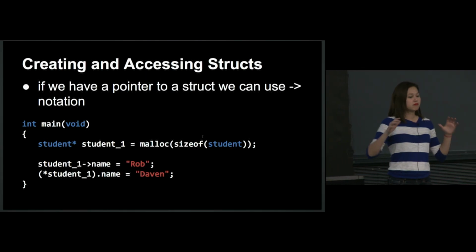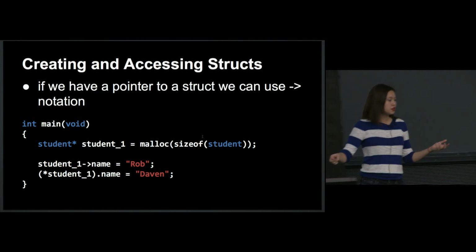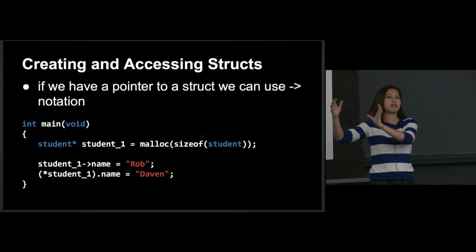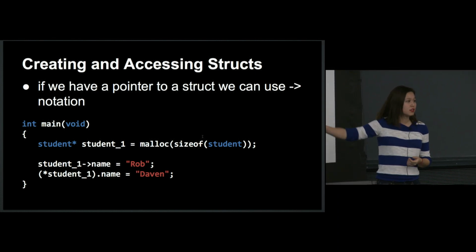Yes? When you're dereferencing student1, why do you have the parentheses? Because student1 is the pointer, so you need to make sure you're just dereferencing the pointer. So in this case here, the parentheses around it means you're dereferencing student1, so you're going to where student1 points, which is your struct. So now you can think of it as that struct, so we can use our normal dot operation. Any other questions?